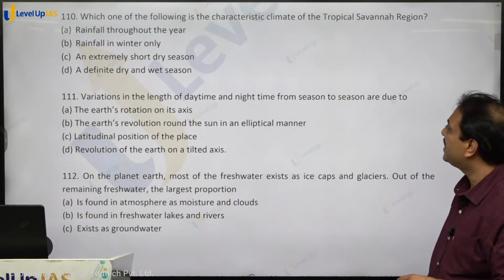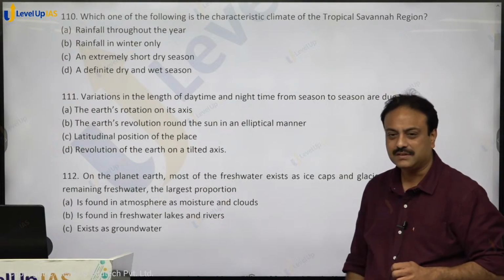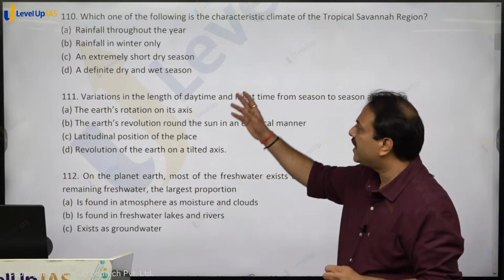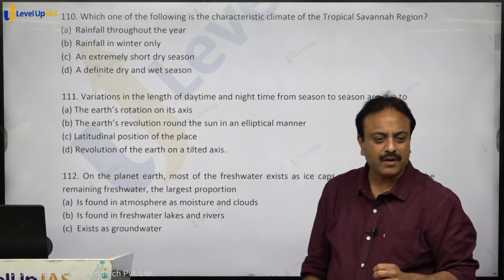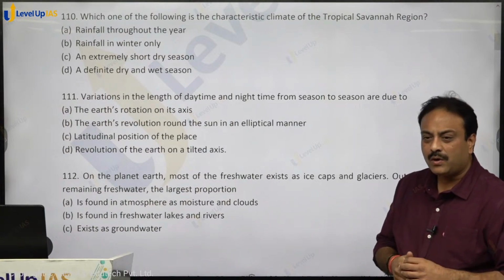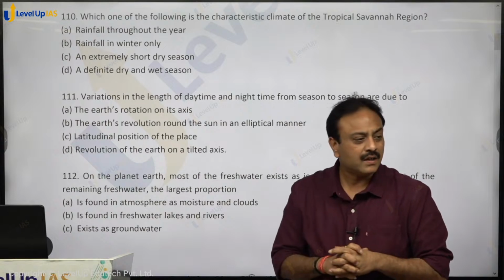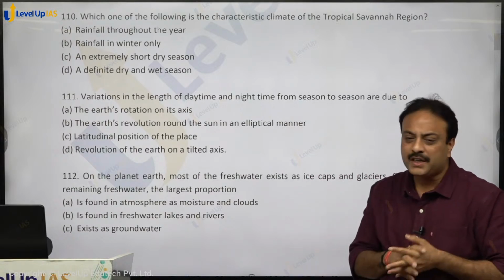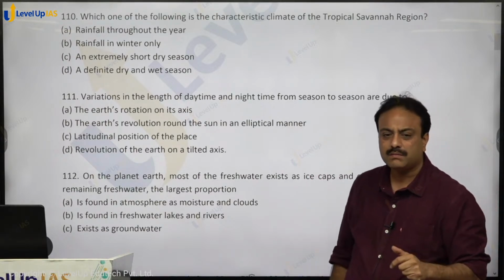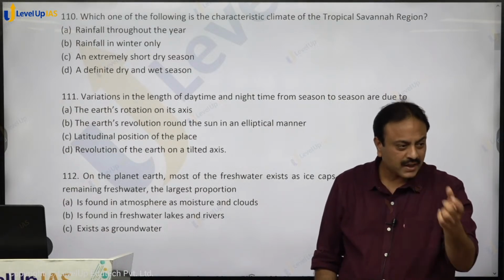Which one of the following is the characteristic climate of the tropical savanna region? Now, if the rainfall takes place throughout the year, it will be equatorial type of climate. Rainfall in winter only: Mediterranean. An extremely short dry season. So, what is that? Short dry season.